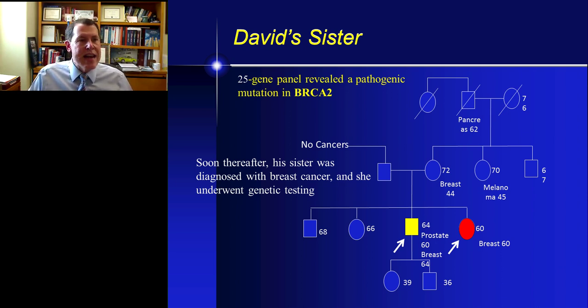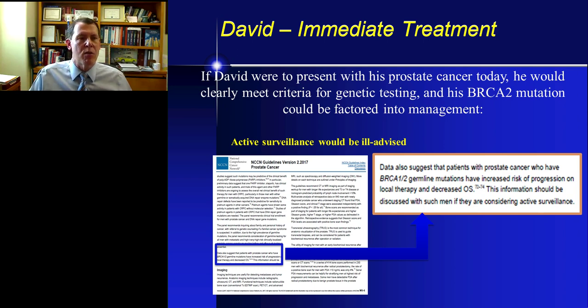So David, unfortunately, was not tested. Had David been tested for BRCA2, it would have been positive, and we would have found out that David was not a good candidate for active surveillance, meaning he would have had this BRCA mutation detected. And we know now that patients with prostate cancer who have a BRCA mutation may have more serious cancer. It would have been contraindicated to place him on active surveillance.